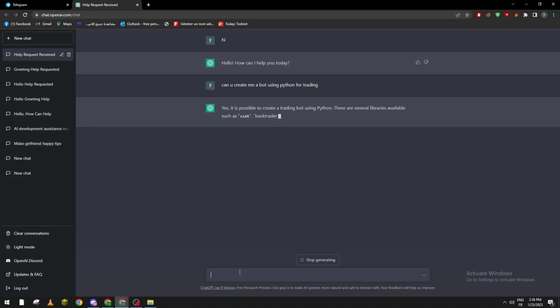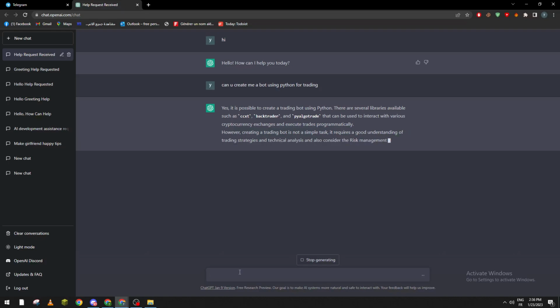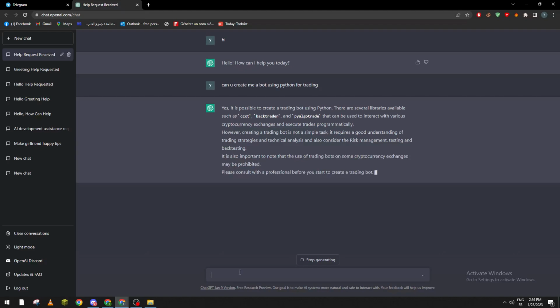There are several libraries available such as CCXT, Backtrader, PyAlgoTrade, and so on. However, creating a bot is not a simple task. It requires a good understanding of trading strategies and technical analysis, and also consider risk management, testing, and backtesting. It is also important to note that the use of trading bots on some cryptocurrency exchanges may be restricted, so please consult with a professional before you start creating a trading bot.